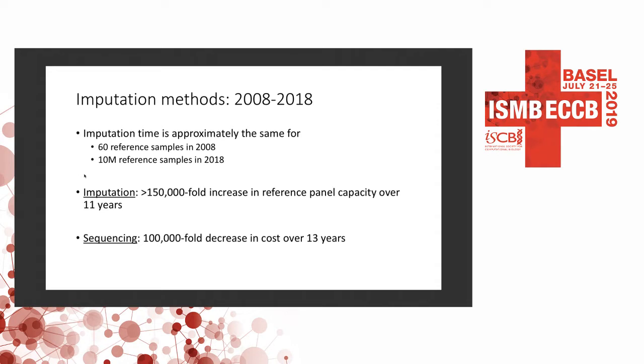And essentially, the time to impute from 60 reference samples in 2008 is roughly equivalent to the time to impute from 10 million reference samples in 2018. That's a 150,000-fold increase in reference panel capacity over 11 years, and it compares favorably, if you can believe it, favorably to the drop in sequencing costs.